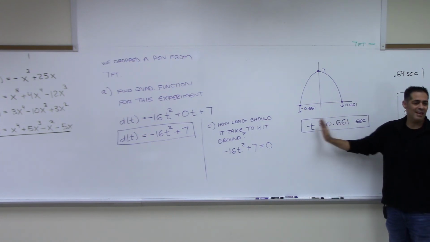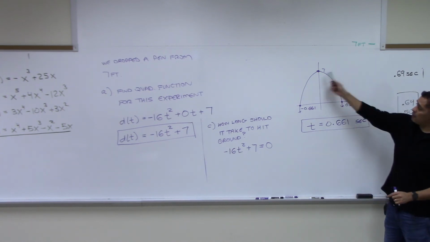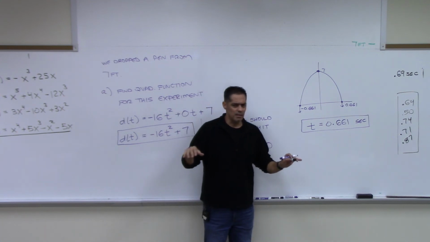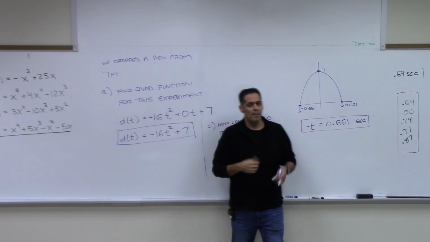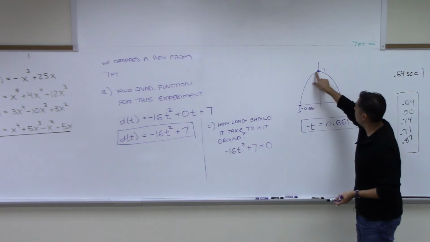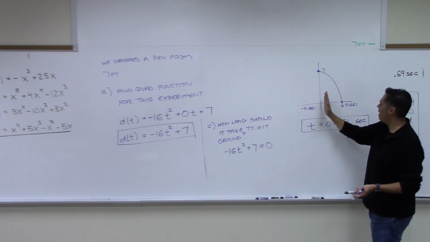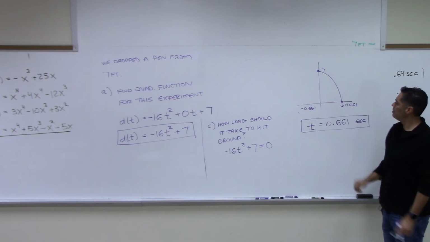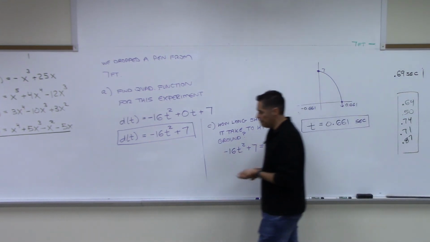But we don't have negative time. So really, this is what the graph would look like if I just asked you to graph this function and I never told you it was a pen being dropped. If I just said, go graph this, this is what you should get. But because this is a pen being dropped, we would not have this side of the graph because time is only going from 0 to positive, right? We don't have negative time. So that's the picture of what happens with the pen.